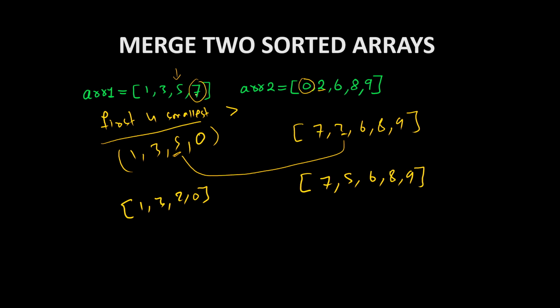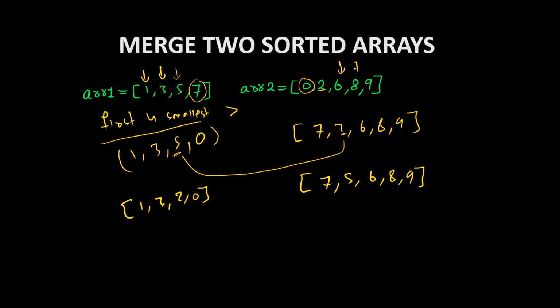Fine. Now again, one index will be reduced. In array 1, it will come to here. In array 2, it will be at the middle position. Now out of 3 and 6, what is the smallest element? 3 is the smallest, so there will be no change here. We will reduce our element to the next index. We don't have to swap in this case, and the elements will remain as they are.